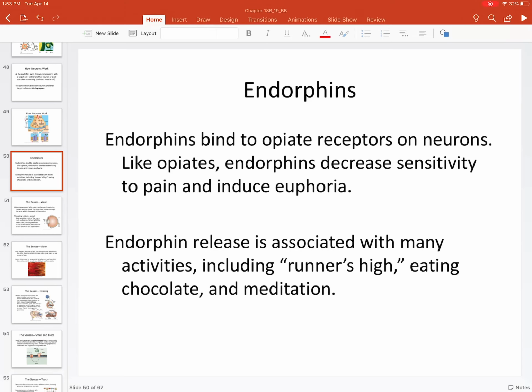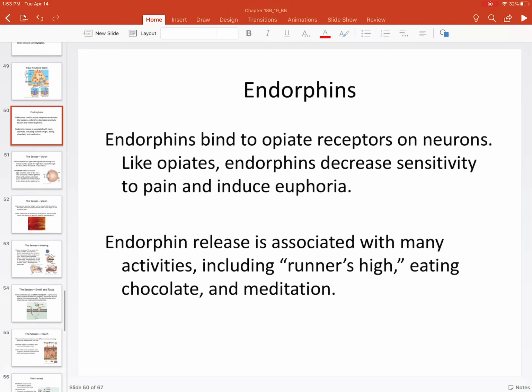So the release of endorphins is associated with your parasympathetic response, whereas things like cortisol, which is a stress hormone, are associated with a higher level of your sympathetic response, which is that high stress response.